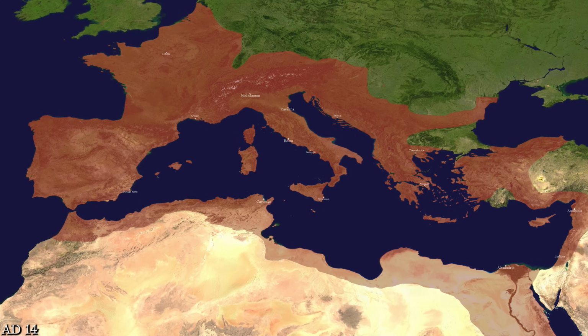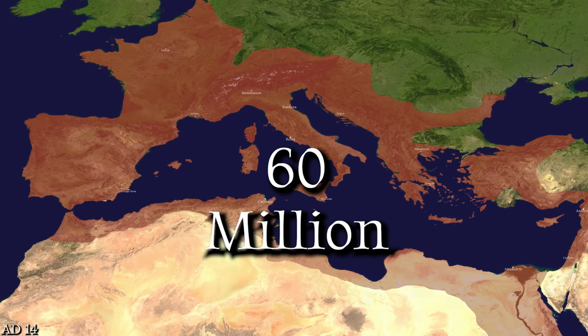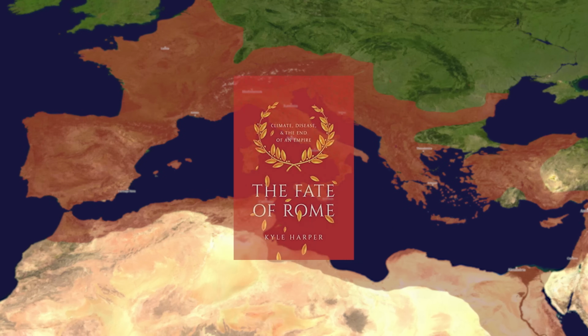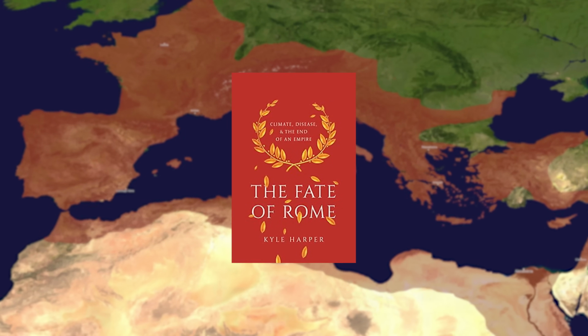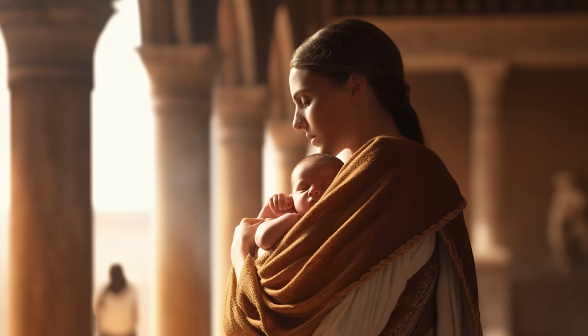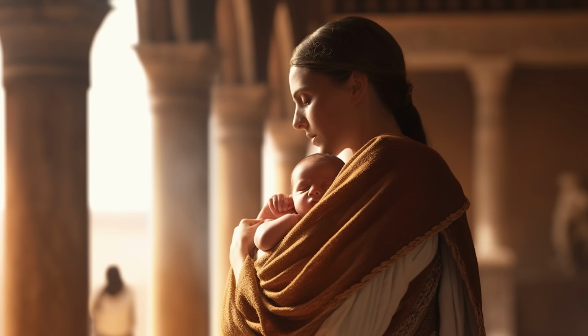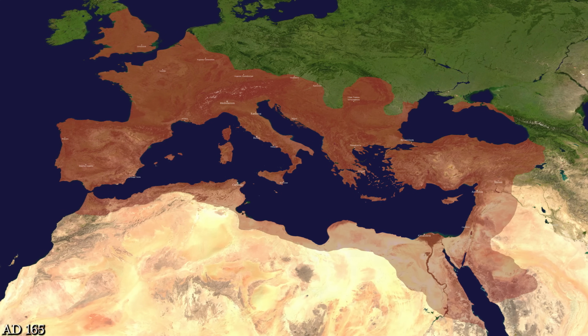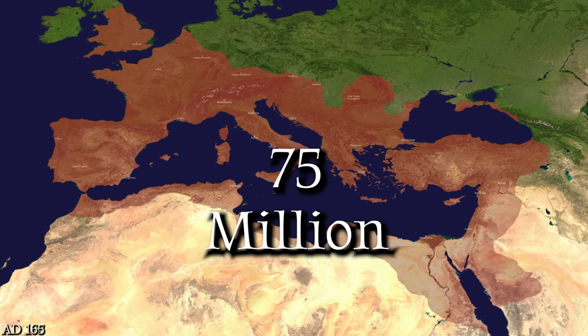Kyle Harper estimated a figure of 60 million people during the reign of Augustus in his 2017 book Climate, Disease and the End of an Empire. In there, we can find other highly interesting numbers. Harper suggested an average population growth of 0.1% per year until the Antonine Plague in the mid-160s AD. So that would put the peak of the empire's population at 75 million in 165 AD.